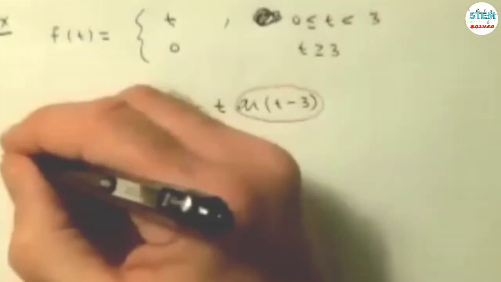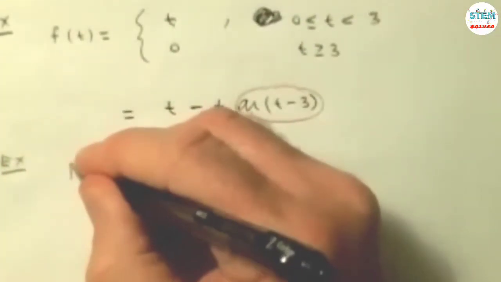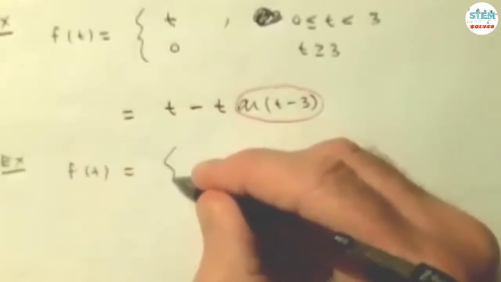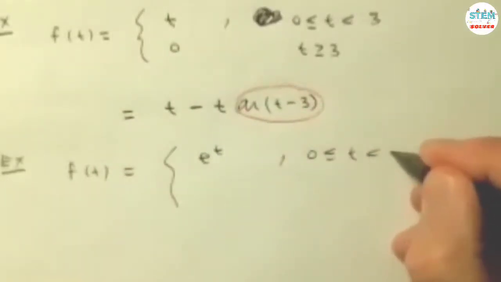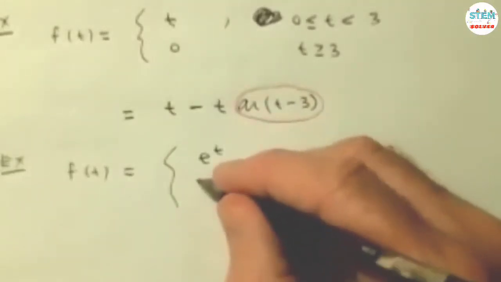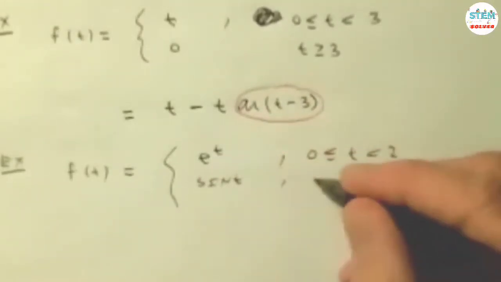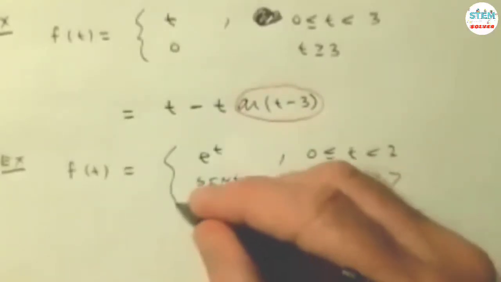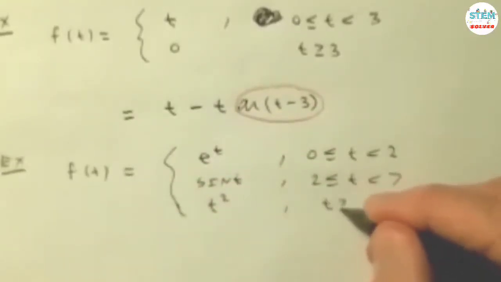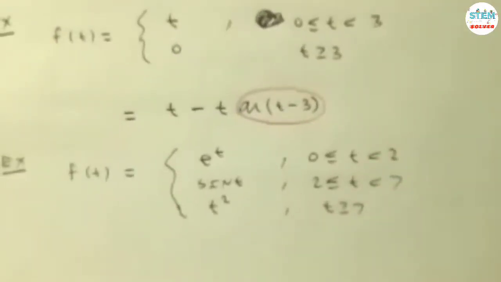So let's say that we've got a function f of t that is piecewise, and let's say it starts out at e to the t between 0 and, let's say, 2. Then it becomes sine of t between 2 and, let's say, 7. Let's say that I want it to become t squared when t is greater than or equal to 7. Okay, let's do a random function just to give you practice with this idea.